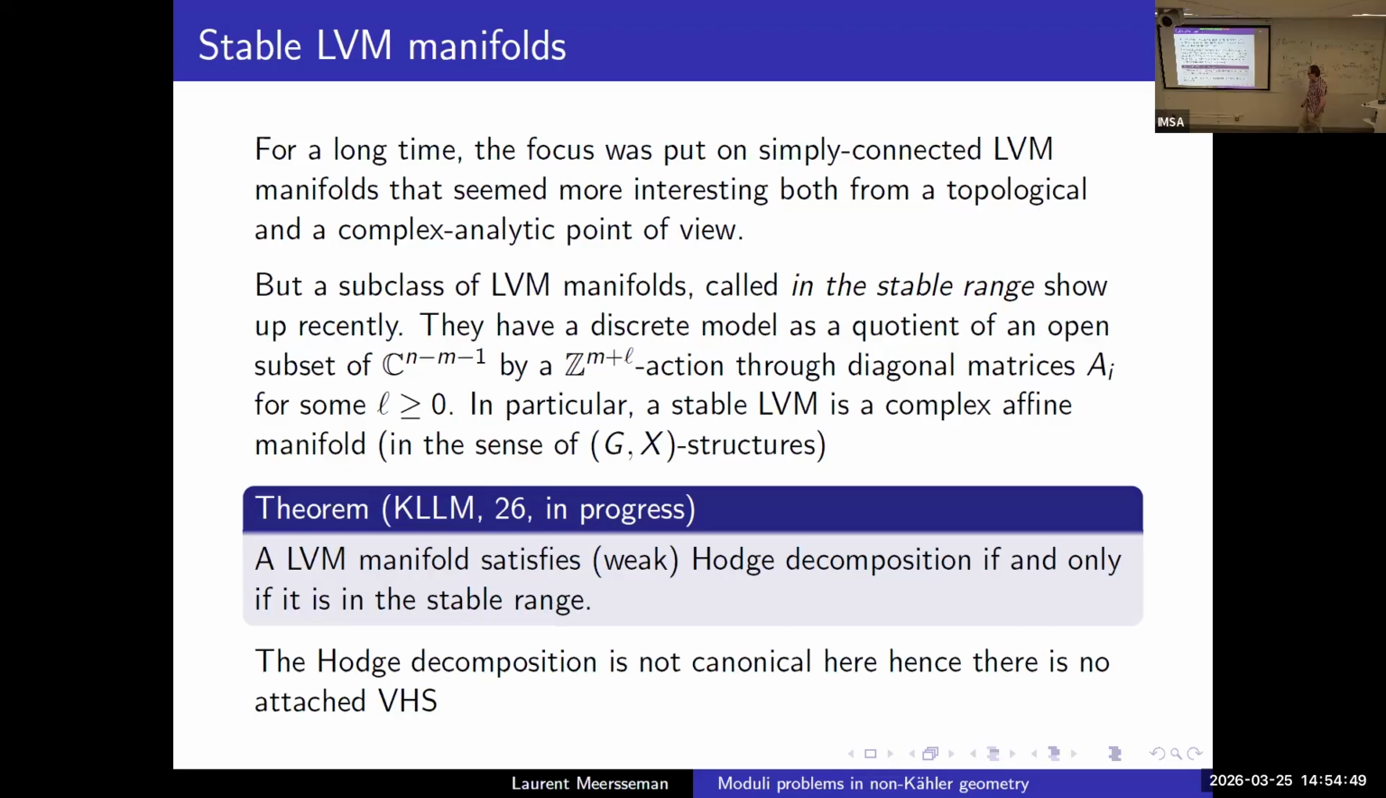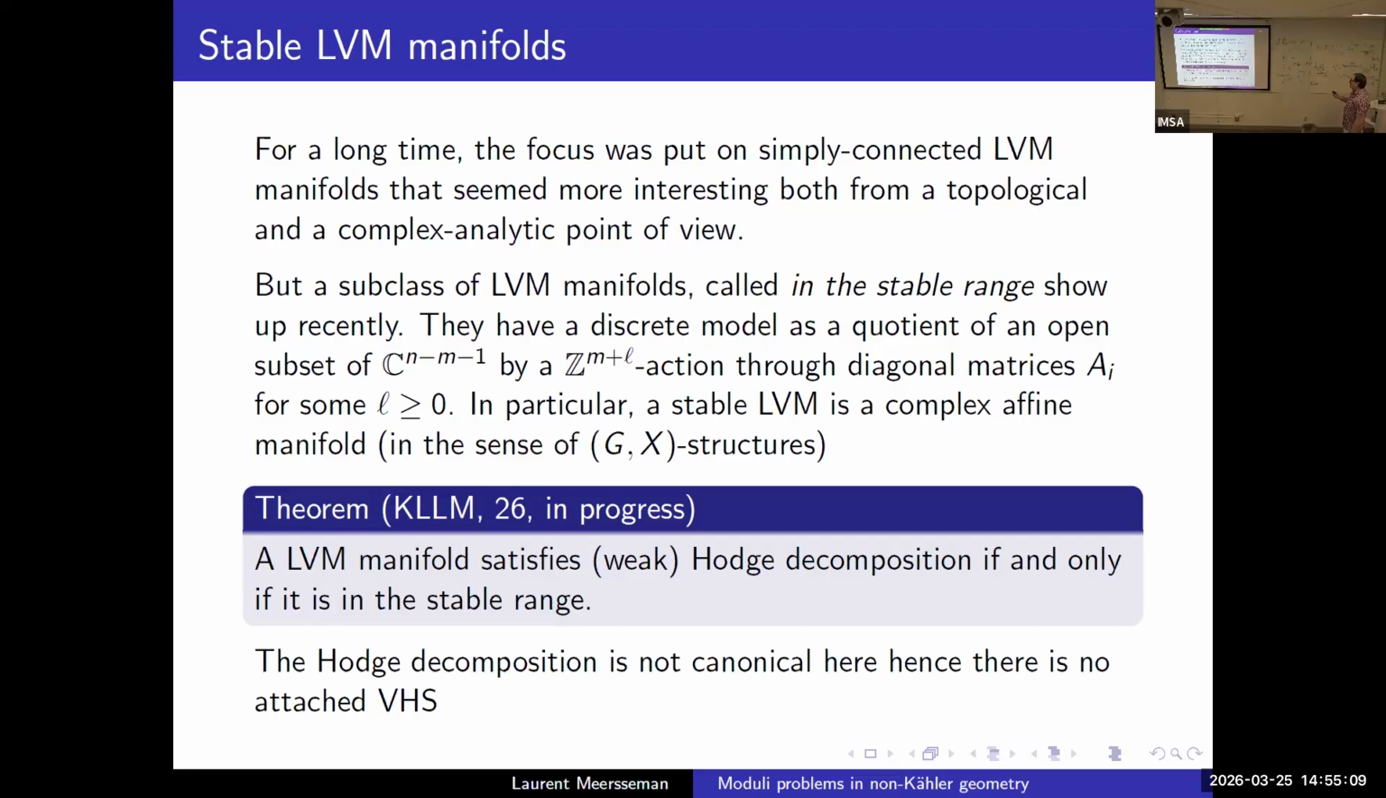And also it's weak because the Hodge decomposition is not canonical. So there is no attached structure and things like that. When you try to prove this, you really compute Betti numbers, you compute the Hodge numbers, and at some point you say, okay, very poor. That's wonderful.